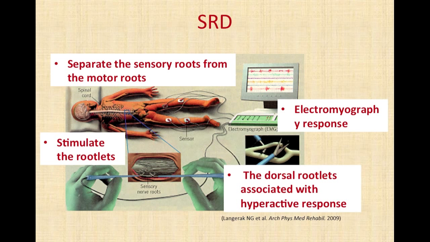The dorsal rootlets associated with severely abnormal responses are divided and cut. So, sectioning of these rootlets reduces the afferent input within the spinal cord, which reduces the excitation of the alpha motor neuron, resulting in reduction of spasticity.